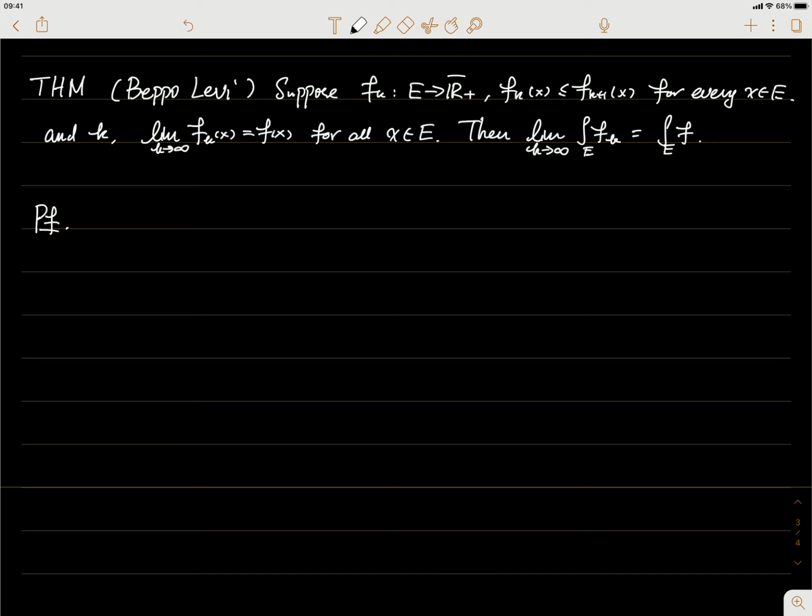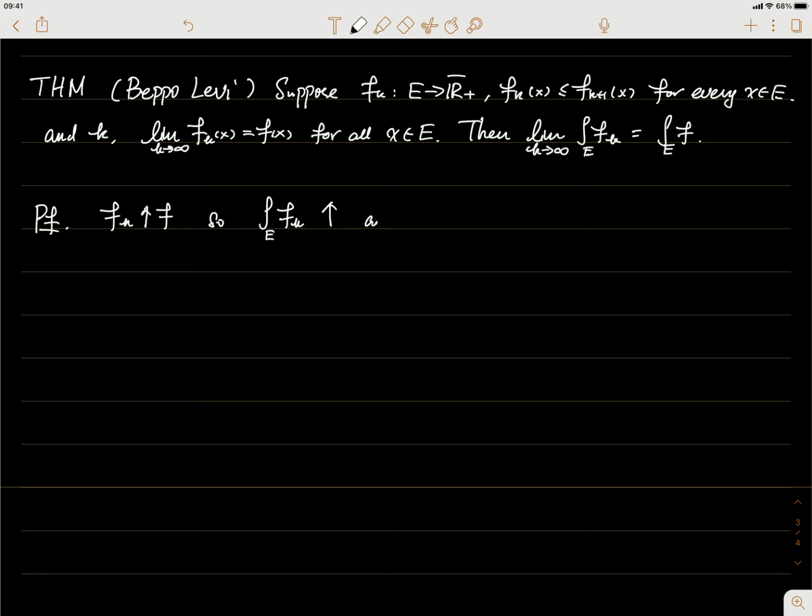First of all, we know that f_k is non-decreasing. In other words, f_k is non-decreasing and converges to f. And we know that the integral of this f_k is also non-decreasing. And this is just a sequence of numbers, so it will either converge to some number or go to infinity. That's just a monotone sequence of numbers.